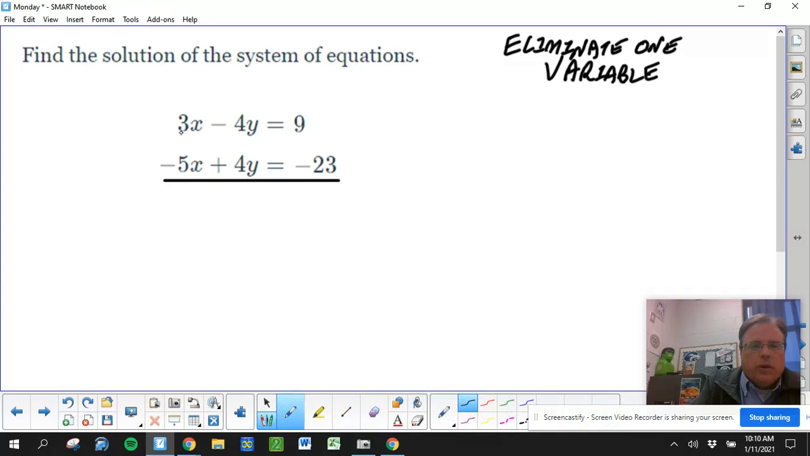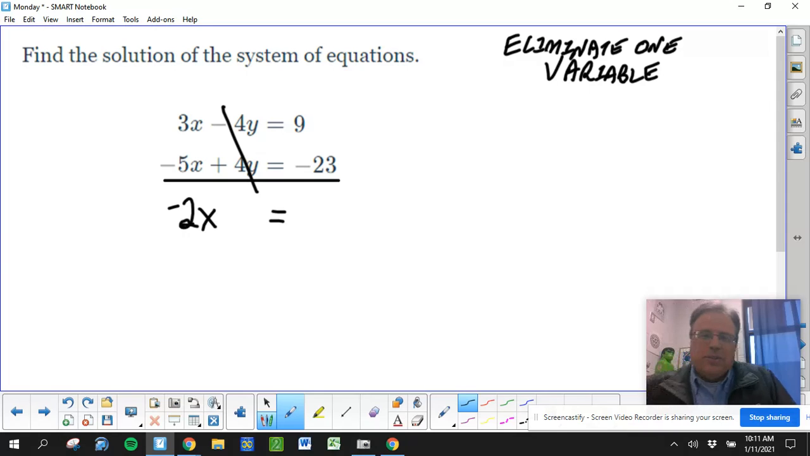I'm adding. So 3 plus negative 5 is negative 2x. You can use a calculator if you need to. Now negative 4 plus positive 4 cancels, and you don't write anything for that y. All right, and then finally, 9 plus negative 3, and you know me, I'm going to use my calculator because I don't trust myself. Okay, I got negative 14. Yay! So what we've done is we have taken two complicated equations, added them together to make one simple equation.